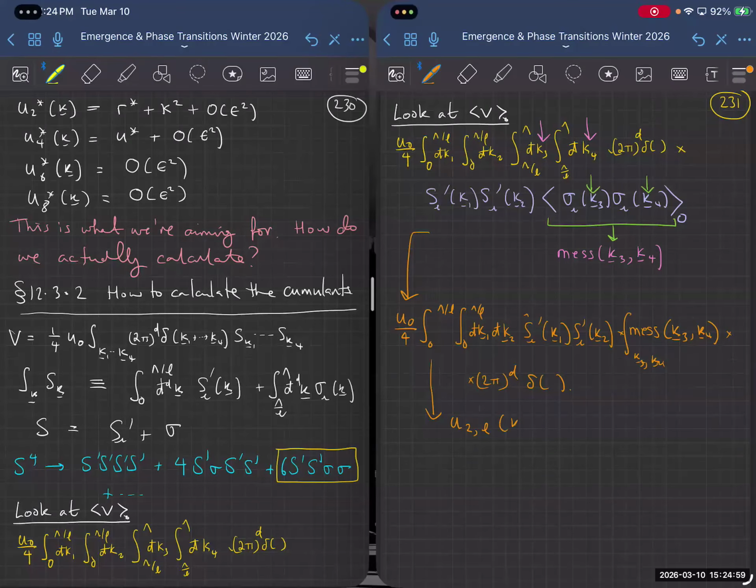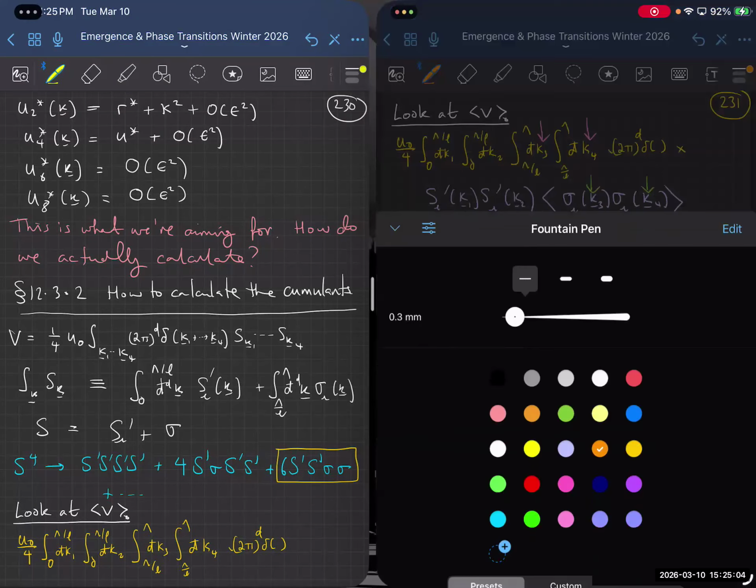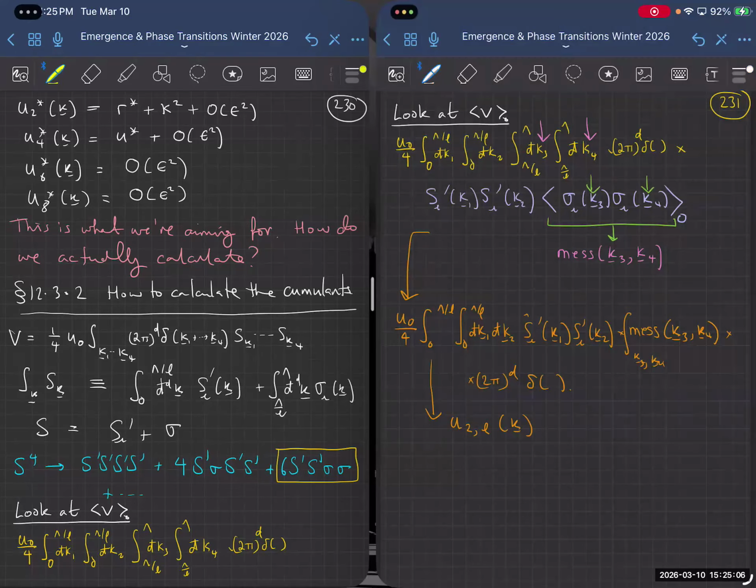u_2L of k. Why is it going to contribute to u_2L of k? Well, because this term, after I've done this, there's just a bunch of stuff which depends on k, but there's only two S fields, so it's quadratic in S. So therefore, whatever this function is, it contributes to the function that I called u_2L of k. So you can see now that when I said that these functions are complicated, I wasn't joking. That's what they are going to be.